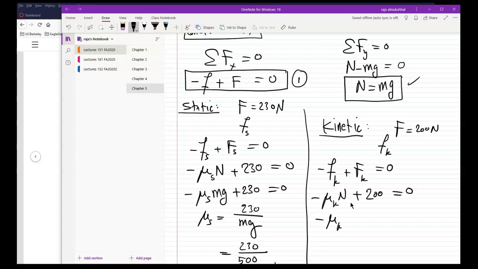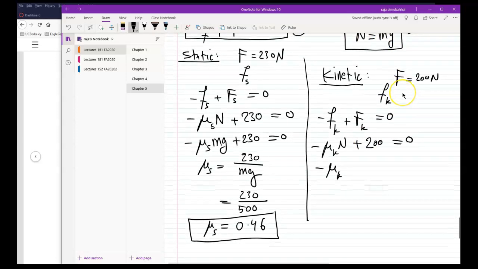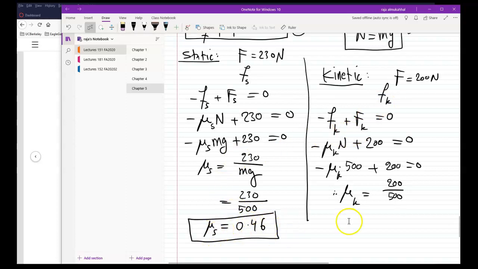And n is, we already got it. It's right here, guys, right? Which is 500. So that's going to be times 500 plus 200 equals 0. And therefore, mu sub K is equal to 200 over 500, and it better be less than 0.46, otherwise we've done something wrong. Remember, a mu sub s is always greater than mu sub k, okay? So when I plug it in, I have here 200 divided by 500, answer 0.4. So in this case, mu sub k is equal to 0.4. And there we go. Got it? Okay.